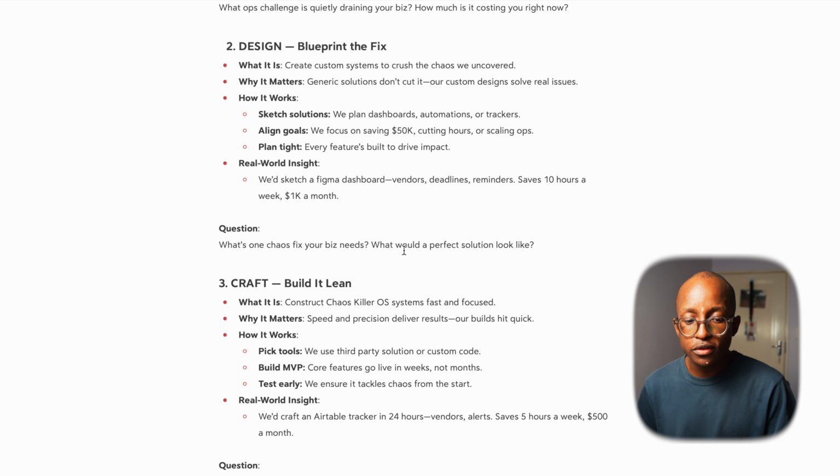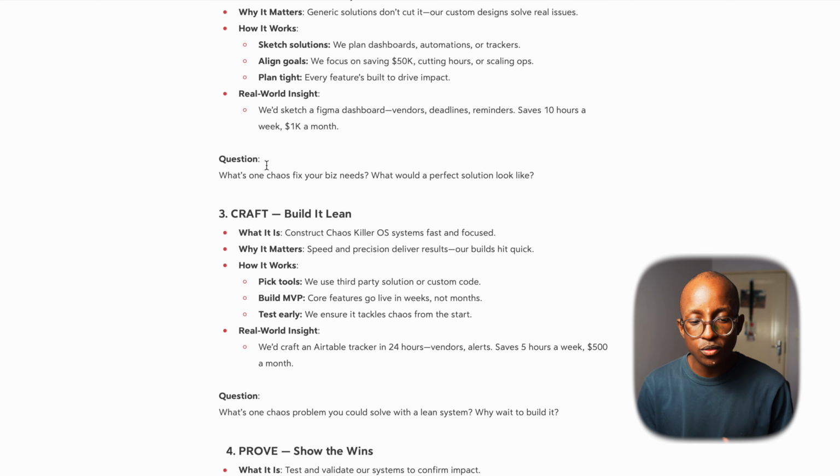And with that, we have a real world insight where we would sketch a Figma dashboard with vendors, deadlines, and reminders that ultimately saves you 10 hours a week, which results in 1k a month in loss. So we quantify, and then we say, hey, this is how it's going to look, and then we go through a feedback loop of asking, hey, are we actively solving the right problems, and are we creating the right solution for this? And then I like to end off, like I said, with a question, which is, what's one chaos fix your business needs, and what would the perfect solution look like?